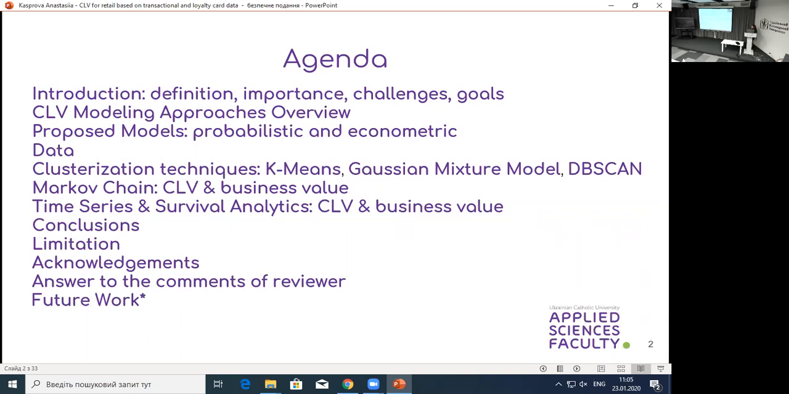Then we will be back to probabilistic approach, and we'll consider Markov Chain and derive CLV values from there, and we will also check the business values. Then we will go back to econometric approach and explore time series alongside with survival analytics and derive CLV values from there. Then we come to conclusions, check the limitation of my approaches. I come to acknowledgements and answer to the question of review. If we will have enough time, we can discuss the future work of this project.